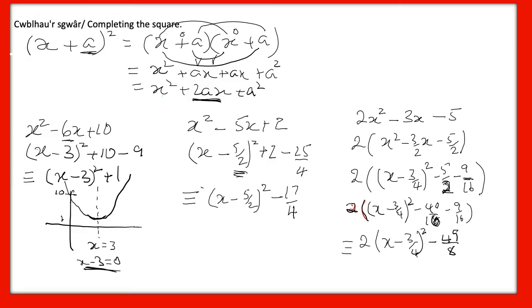And that tells me where the line of symmetry is. x equals 3/4. It tells me that the least point is at 3/4, minus 49 over 8, which if you prefer is minus 6 1/8. And the 2 tells me it is quite steep. It's a change of gradient, but that's all it is. But it's a simple algorithm. It allows me to do certain things.